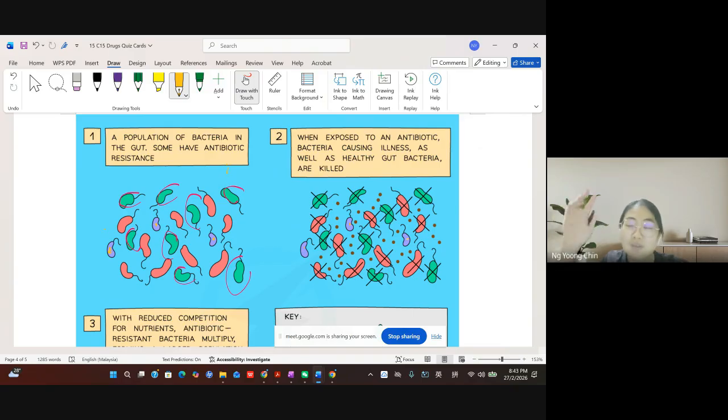Sorry, they will not kill all the bacteria. They will just kill the bacteria which are still sensitive to the antibiotic. So you can see the green color, which is a good bacteria, and the red color, which is actually a bad bacteria, but does not carry any resistant gene. So they still leave the purple color bacteria. See, the purple color bacteria are not being killed.